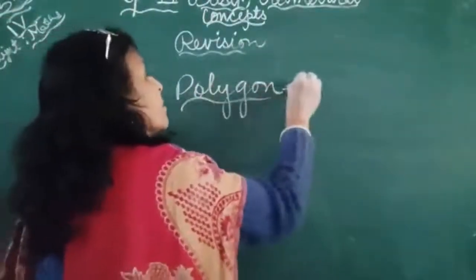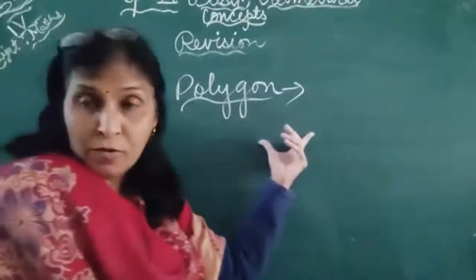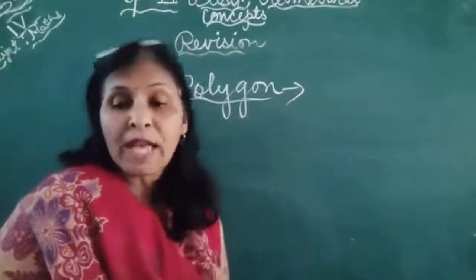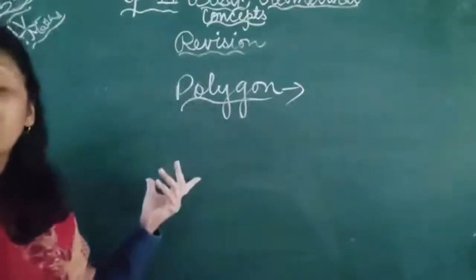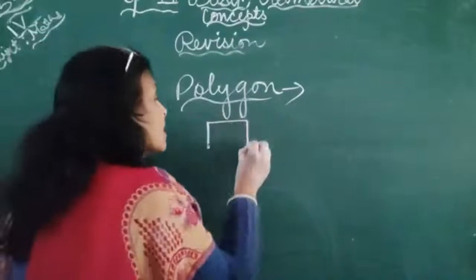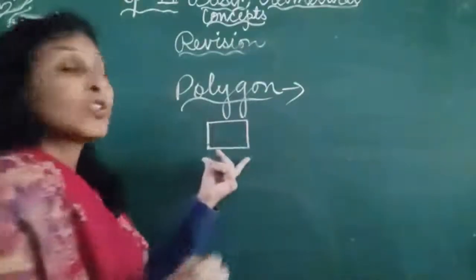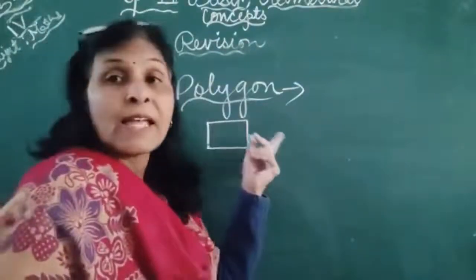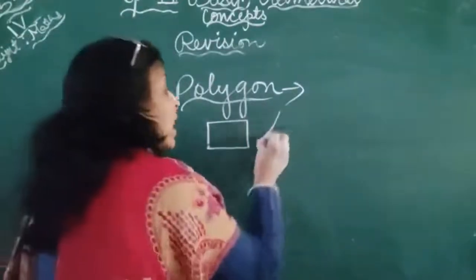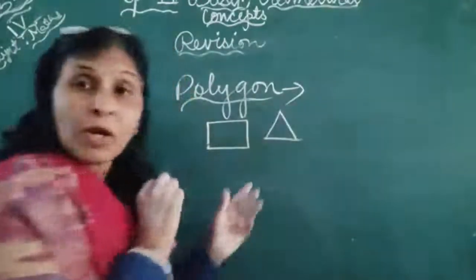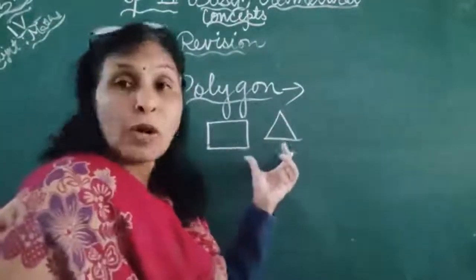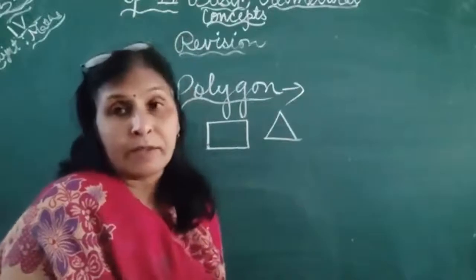A simple closed curve formed with 3 or more than 3 line segments is called a polygon. इस तरीके से एक क्लोज्ड फिगर है जो 3 और 3 से ज्यादा लाइन सेगमेंट से ज्वाइन किया है, that is a polygon. एक ट्रायंगल भी हमारा एक पॉलीगन होगा क्योंकि 3 स्ट्रेट लाइन से ज्वाइन हो रहा है, तो we also call it a polygon.